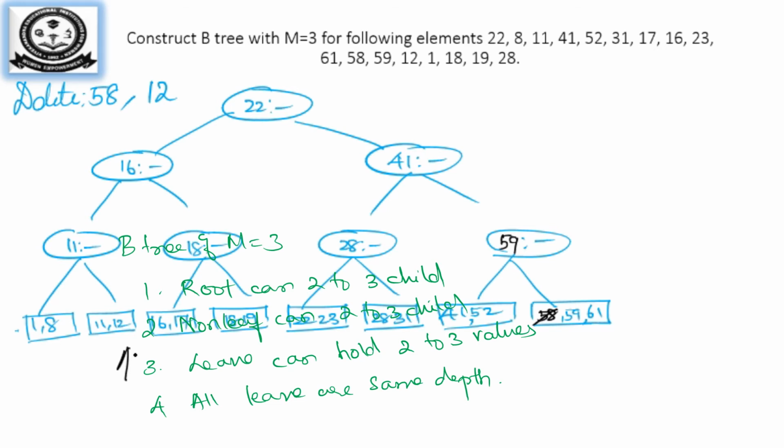Now when you delete 12, what happens is this node's existence will not be possible. So what happens, 11 will try to be occupied over here. So we'll see in the next slide how it is done.